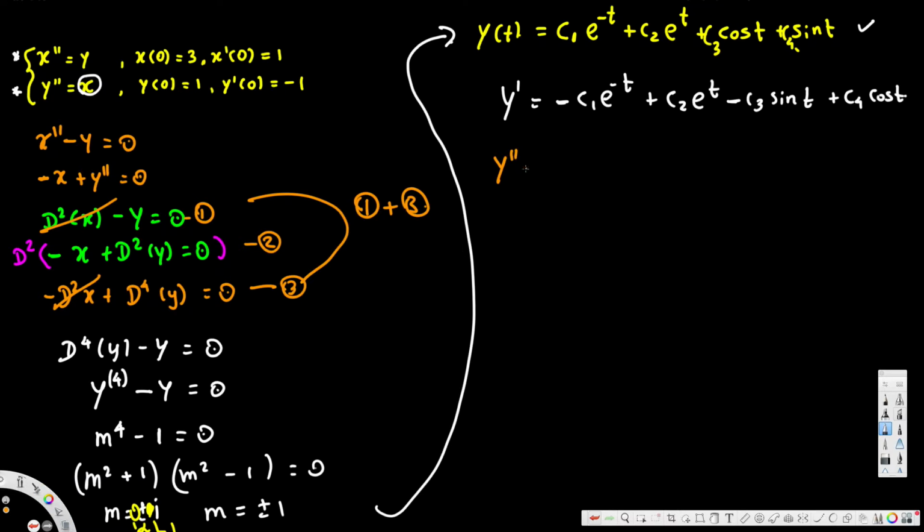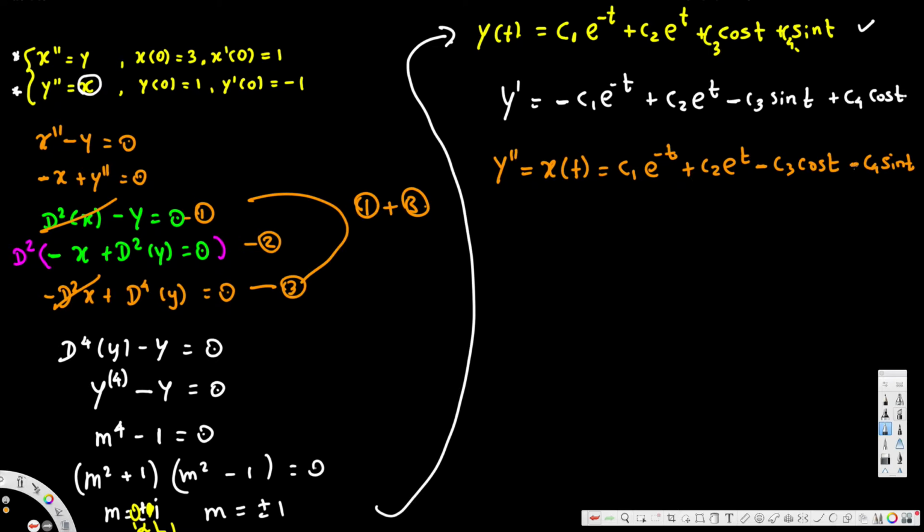y double prime, that's equal to x of t. That's what we are trying to find. Now let's take the derivative. e power negative t, derivative: minus multiply, this will become plus, minus minus plus, e power negative t, then this one remains the same, c2 e power t, and if you take the derivative of sin, that's going to be just cos, minus c3 cos t, and if you take the derivative of cos, that will become minus sine, so c4 negative sine t, so negative, I already put it right here, so this one will be just sine t.